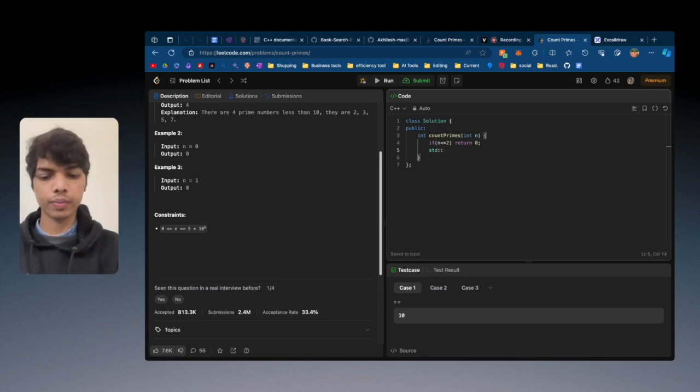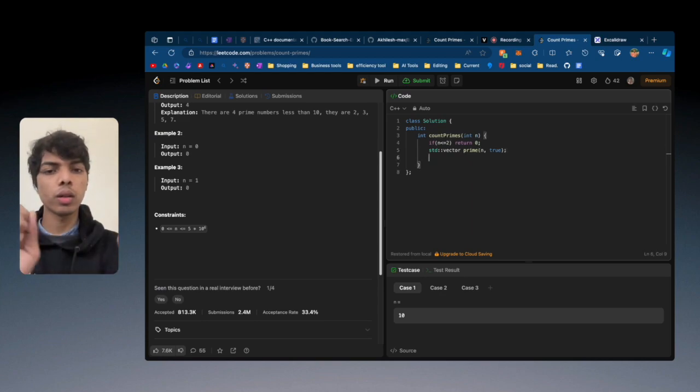Now we'll be creating a vector. When we create a vector in C++, we use the standard namespace along with the scope resolution operator, and then we'll give a name to it. Now we'll call the constructor of the vector, which consists of two parameters. One is the size, which we'll set to n, because we want to include 0 as well. The second input will be the initial value that we want to set for all the indexes in the prime vector that we have created.